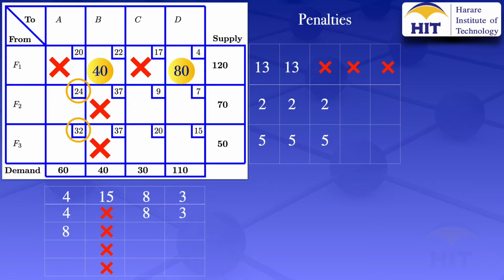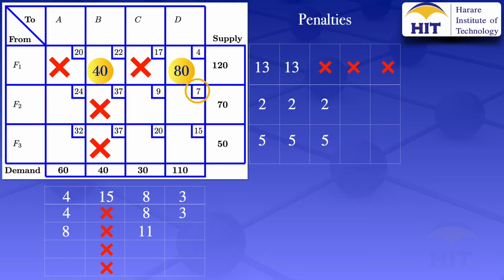Move on to the next one. We are now looking at column C, because for B, we are no longer calculating penalties. For column C, the least cost is a 9, the next least cost is a 20. And the difference gives us an 11. So that's the penalty for column C. We now move on to the next one, column D. The least cost in that column is a 7.